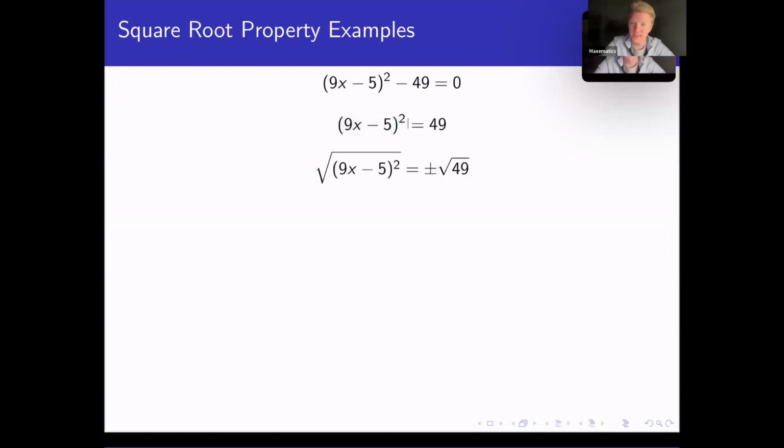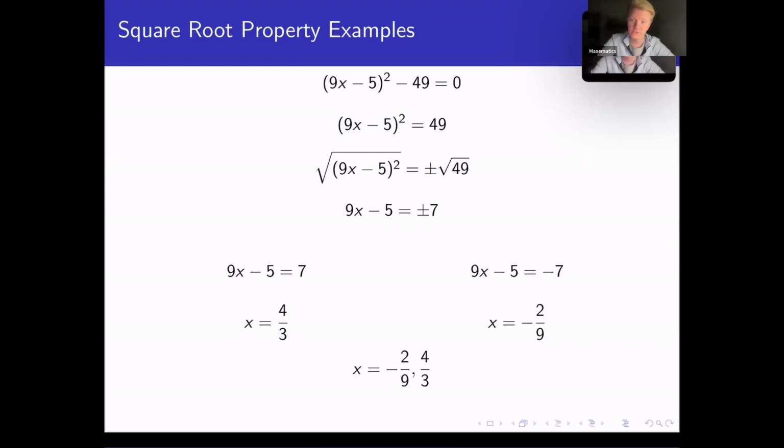We can take the square root of both sides, make sure we add our plus and minus to the other side. Square root and squared cancel each other out. Square root of 49 is 7. So now we have 9x minus 5 equals positive 7. 9x minus 5 equals negative 7. This is just a pair of linear equations, and we get two answers.